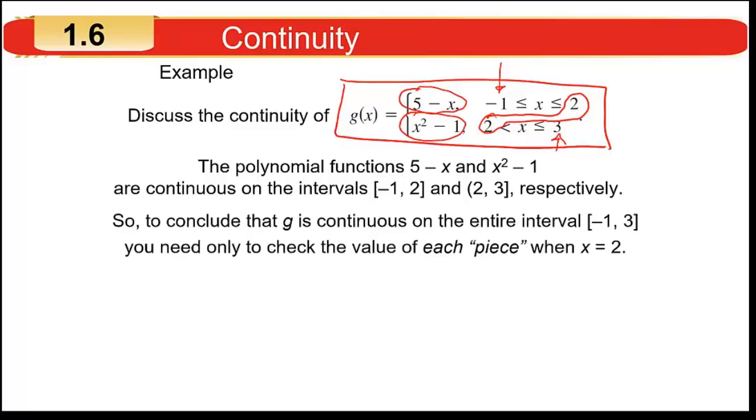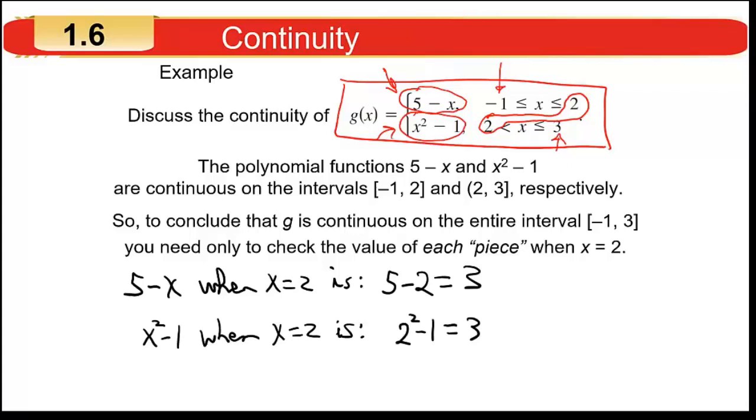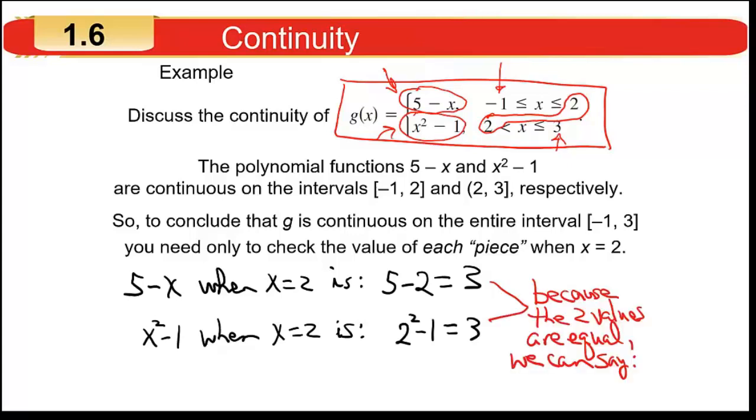And the graph doesn't go from minus infinity to infinity, too. It just goes from minus 1 to 3. So you plug 2 into the top piece. The top piece is 5 minus x. When you plug 2 into that, you get 3. Then you go up here and plug 2 into the bottom piece. When you do that, you get 4 minus 1, which is 3. And they're equal to each other.